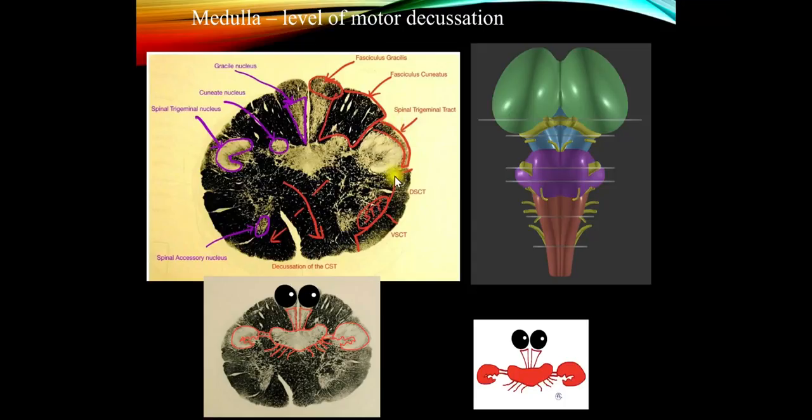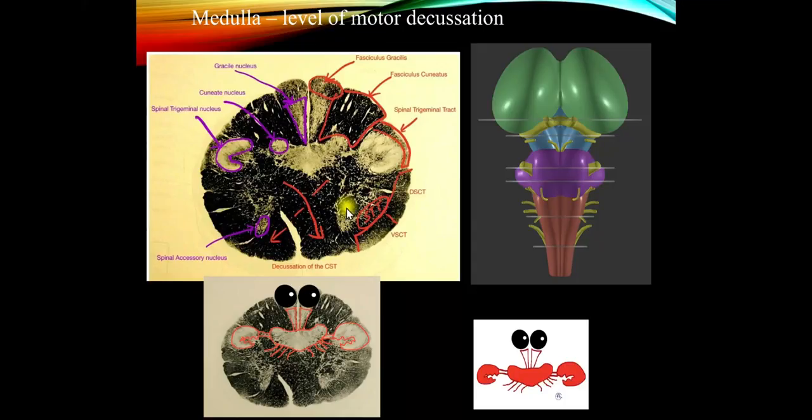So a lesion here of either the tract or the nucleus will give a patient ipsilateral loss of pain and temperature sensation, but this time on the face, not of the arm and leg. Okay, so we pointed out the spinal trigeminal nucleus. I already pointed out the nucleus gracilis and cuneatus out here.